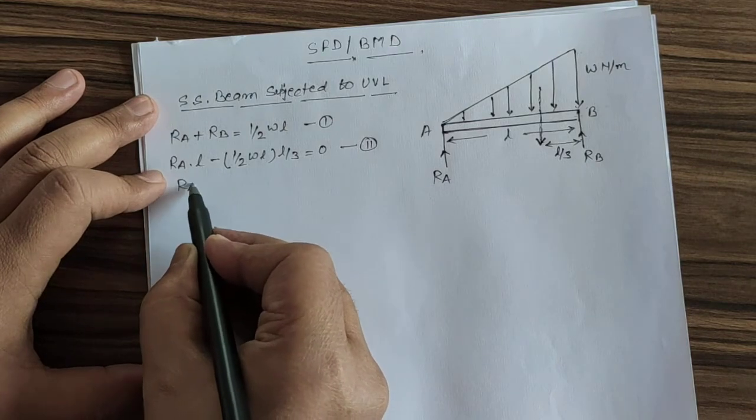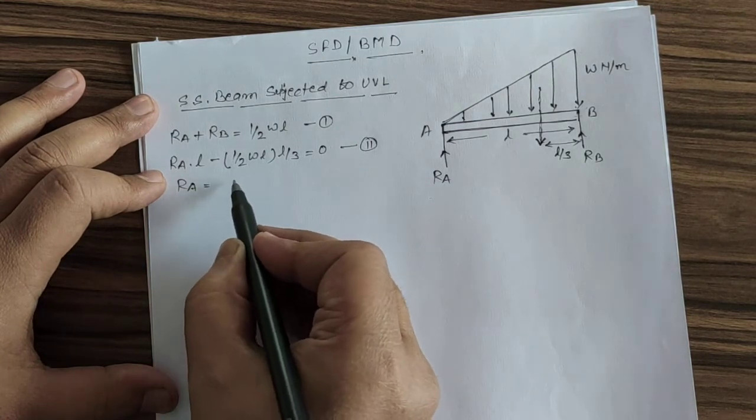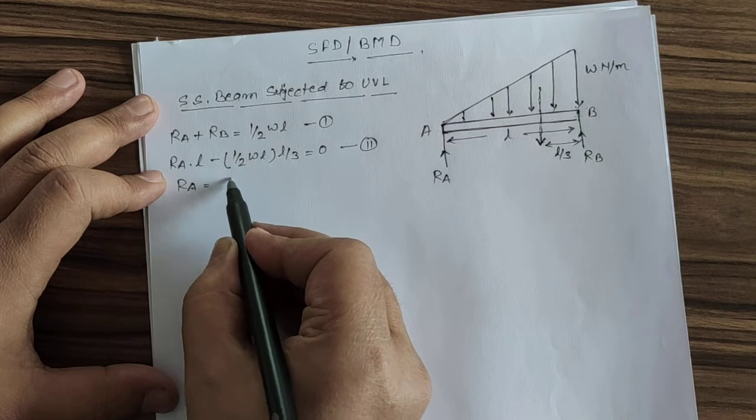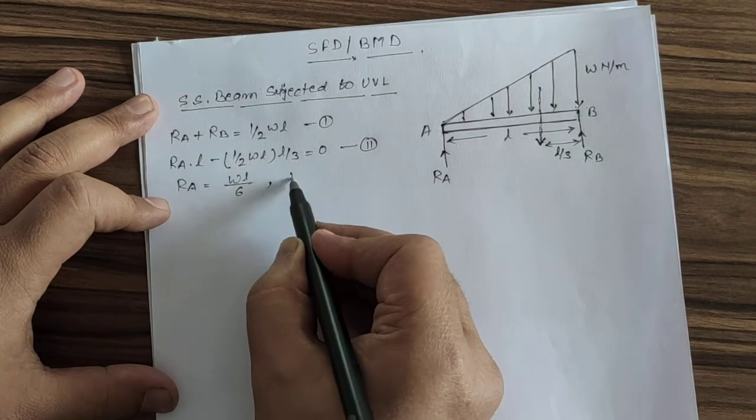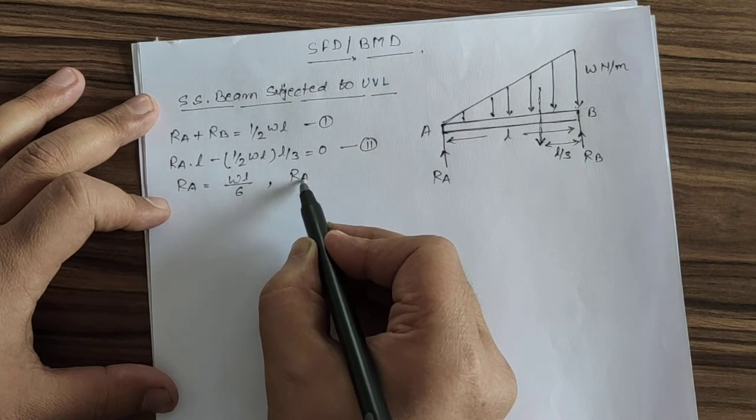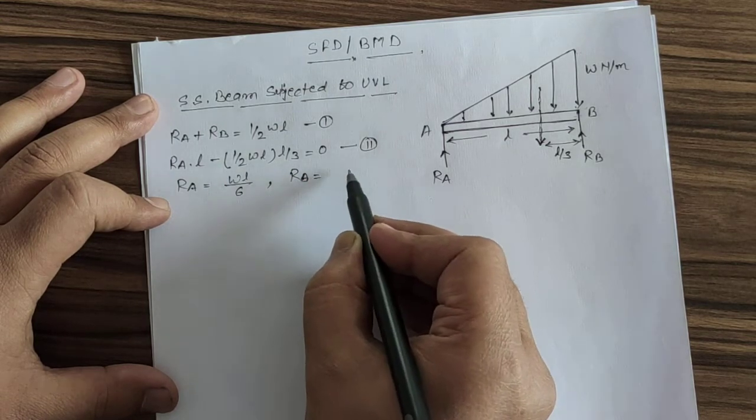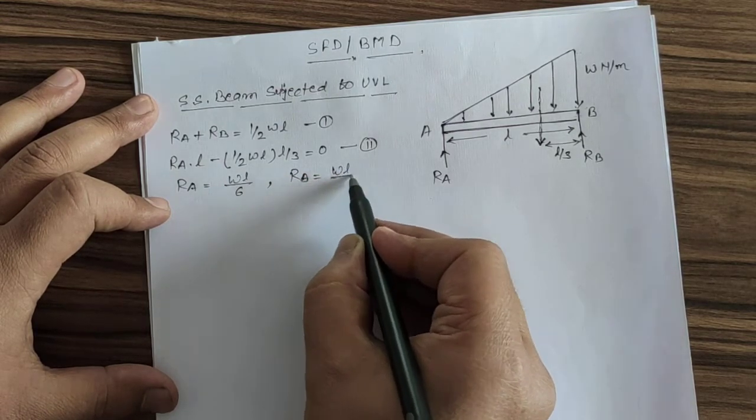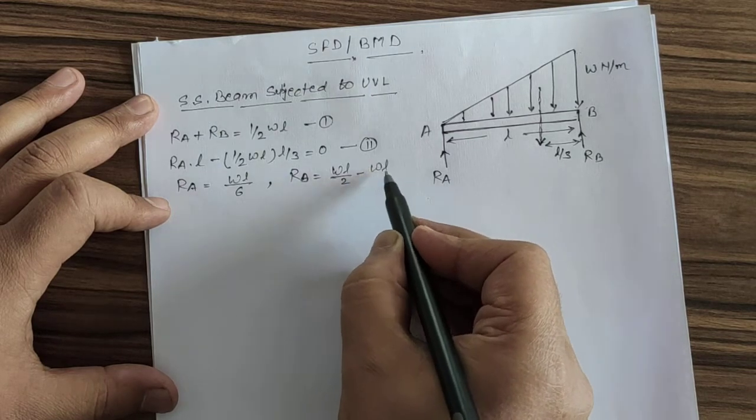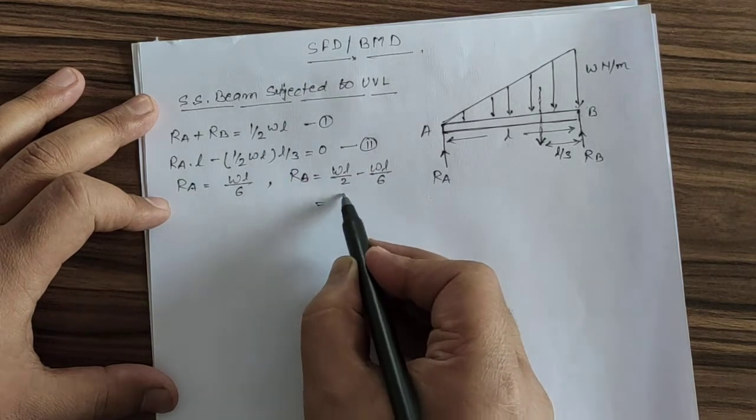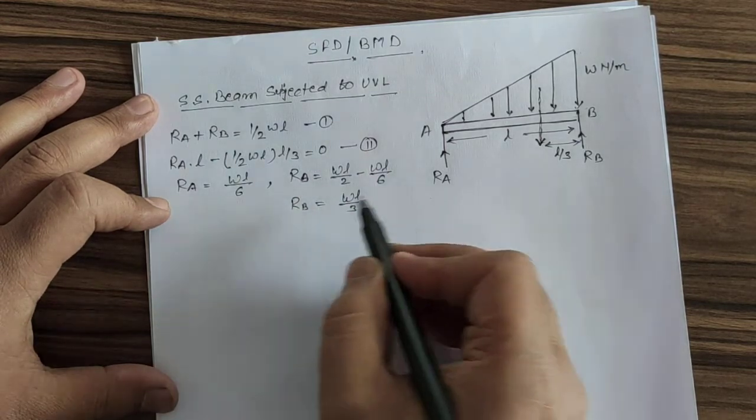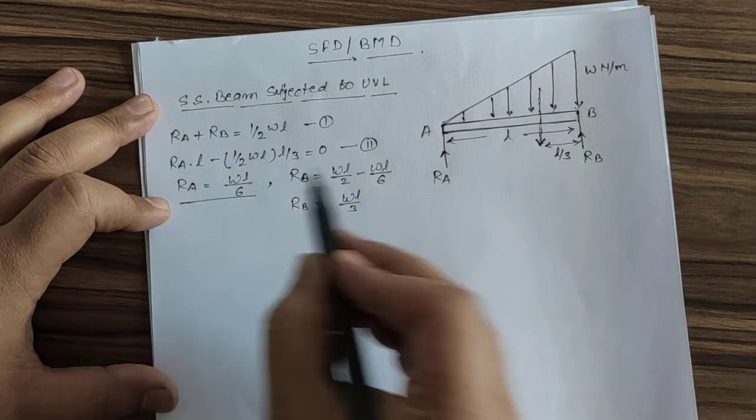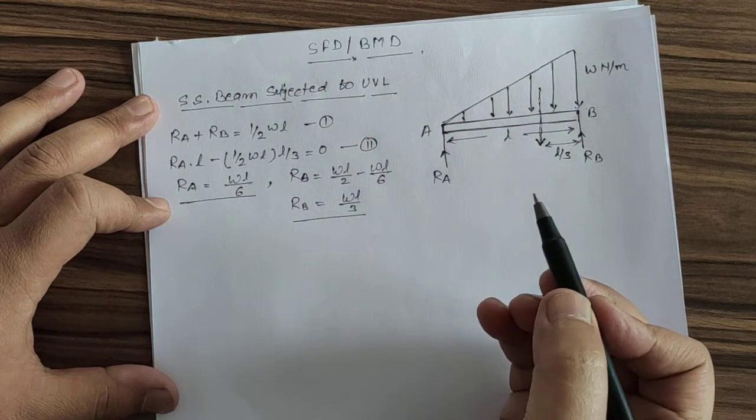So, R A is equal to W L by 6 and R B, from equations 1 and 2, will be equal to W L by 2 minus W L by 6. So, this will be W L by 3. So, R A is coming W L by 6 and R B is coming W L by 3.